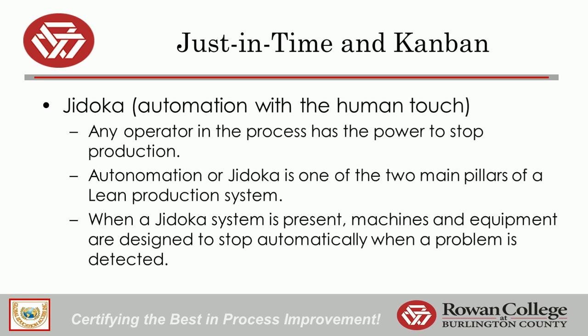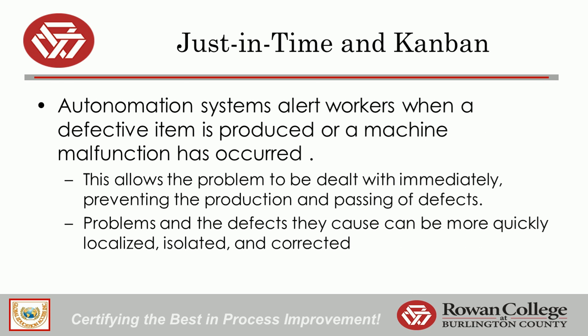So when a Jidoka system is present, machines and equipment are designed to stop automatically when a problem is detected and notify the operator. Automation systems alert workers when a defective item is produced or a machine malfunctions. So this allows the problem to be dealt with immediately, preventing the production and passing of defects, and problems and defects that happen can be more quickly localized, isolated, and corrected. It also allows operators to concentrate on the work and creating value rather than just watching a machine. And literally, operators can now multiply the number of machines that they can keep up with.